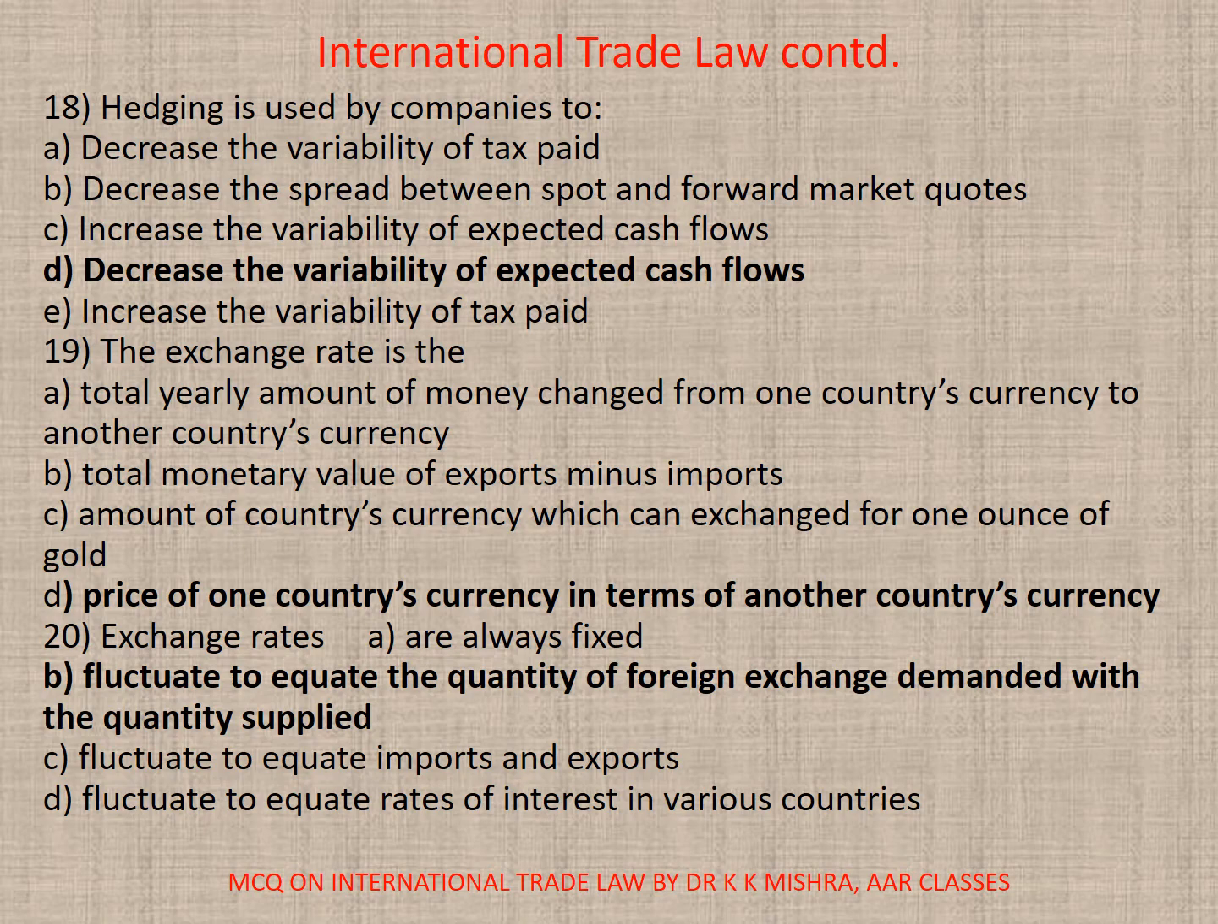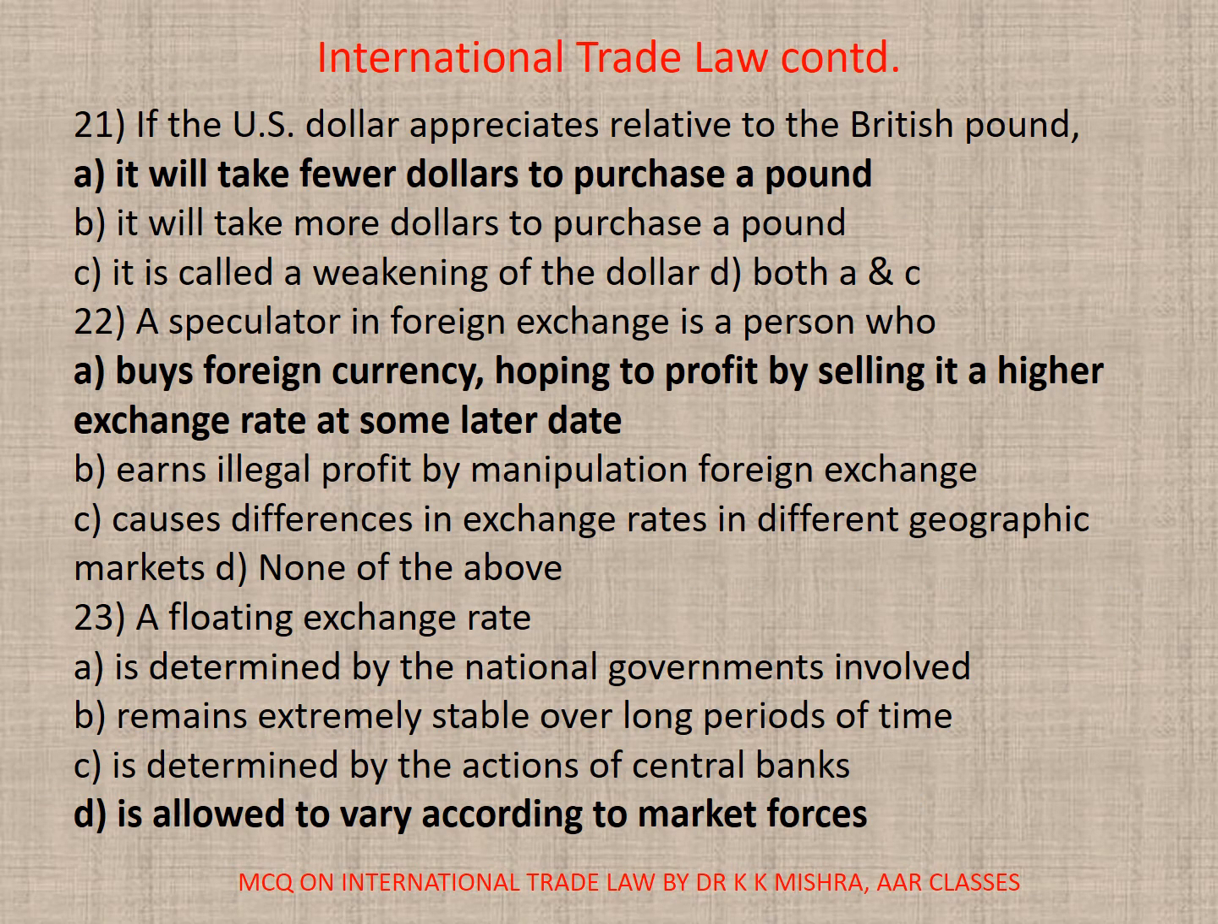19. The exchange rate is the, correct option is D, price of one country's currency in terms of another country's currency. 20. Exchange rates, correct option is B, fluctuate to equate the quantity of foreign exchange demanded with the quantity supplied. 21. If the US dollar appreciates relative to the British pound, correct option is A, it will take fewer dollars to purchase a pound.